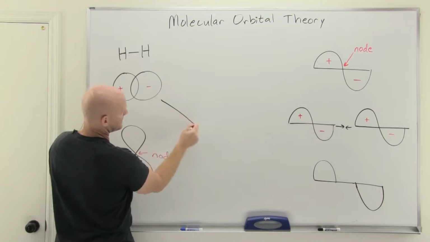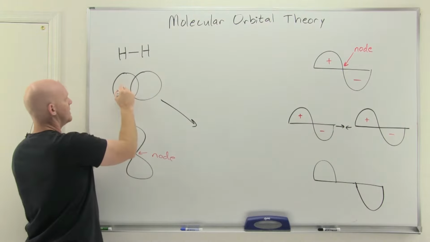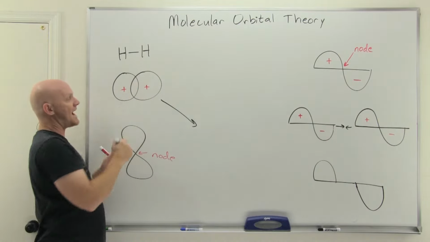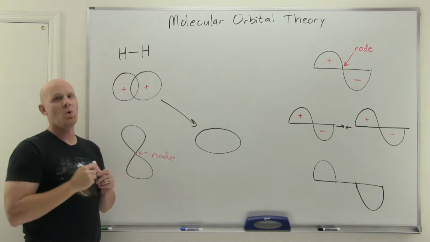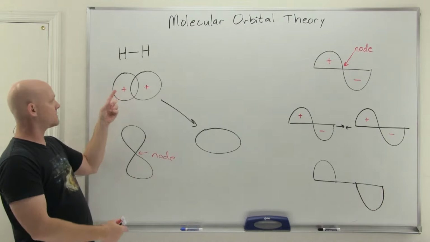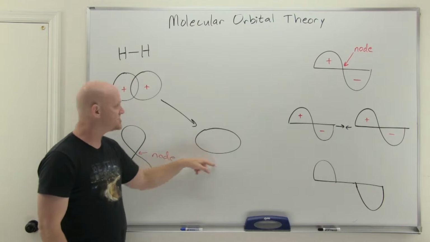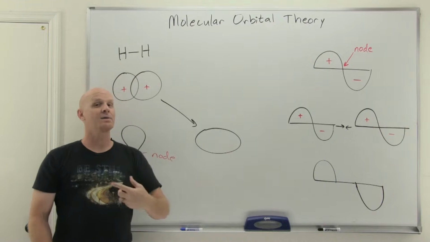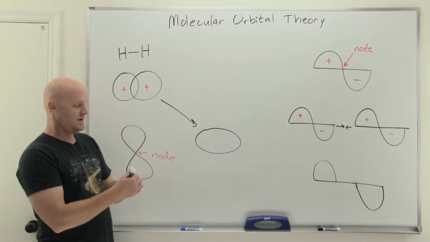If we get constructive overlap, so again, if they're both positive or both negative, I'll make them both positive, all of a sudden this area where they're overlapping gets amplified, and you end up getting a big, giant orbital. And this big giant orbital engulfs both nuclei. So notice we have these two individual atomic orbitals, each with their own nucleus. Now we have this big giant orbital engulfing two nuclei, because it's not for a single atom, it's now for a molecule. That's why they call it a molecular orbital.